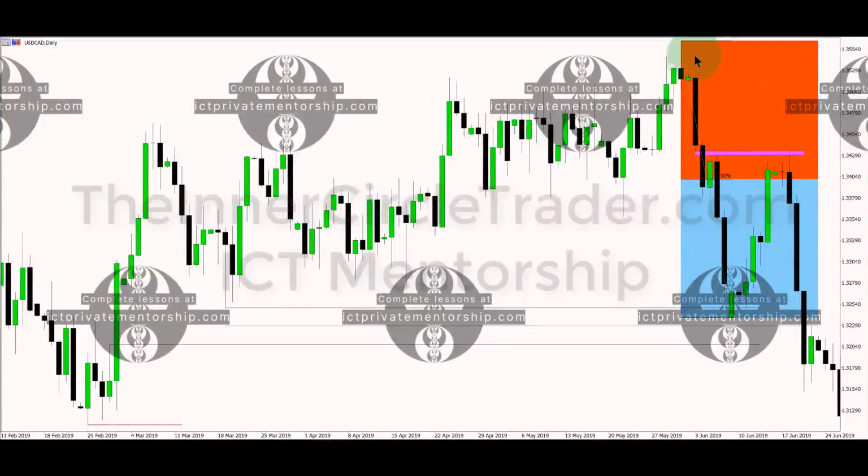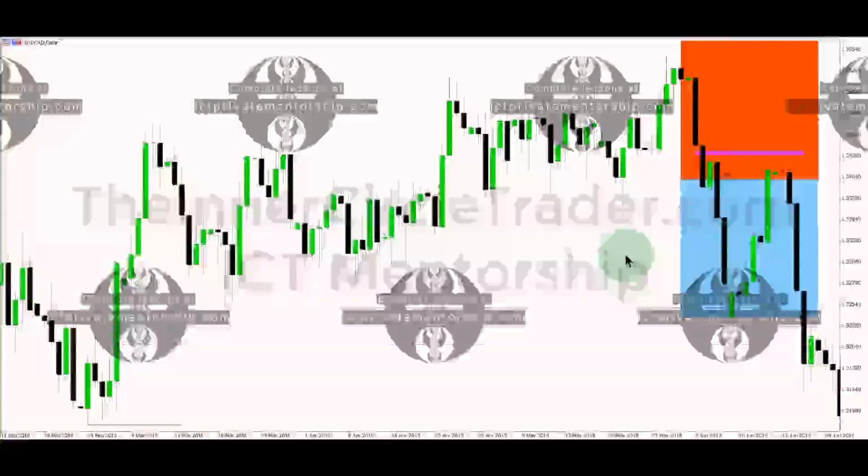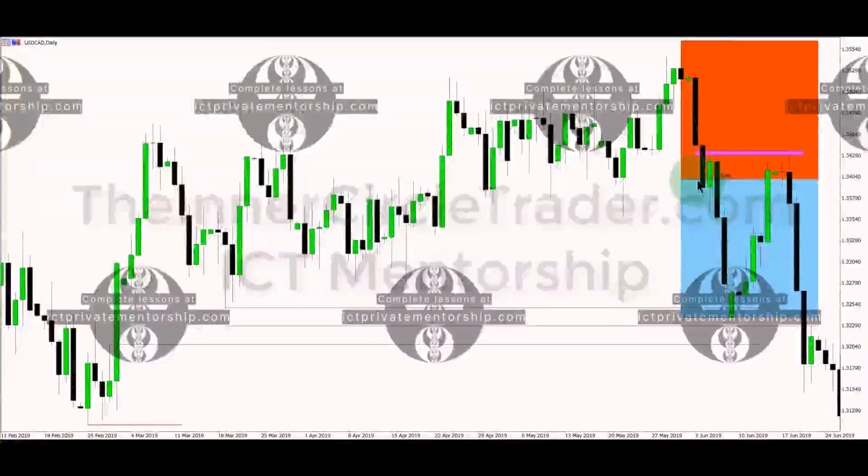So when we have an intermediate term price swing high and an intermediate term price swing low here, you want to define that range in terms of the PD array matrix. So you're going to split that in half right here. There's your 50 level.